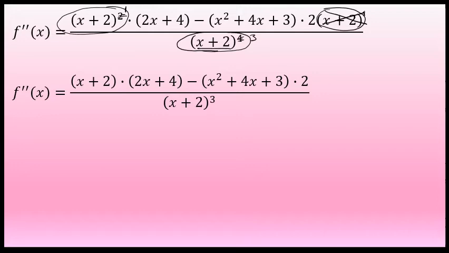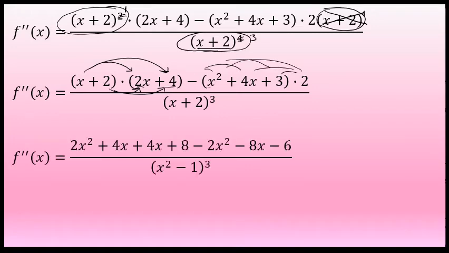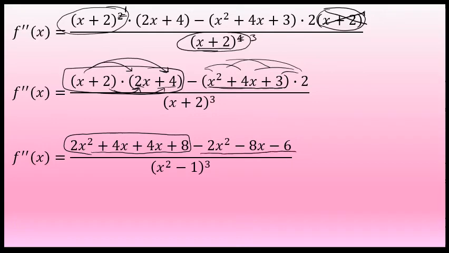I have some algebra to do here. The next step, I'm going to multiply x plus 2 times 2x plus 4. I'll distribute x times 2x and 4, and I'll distribute 2 times 2x plus 4. And I'll also distribute the negative times x squared plus 4x plus 3. It'll be like I'm distributing -1 times the quantity x squared plus 4x plus 3. All of these multiplications yield 2x squared plus 8x plus 8. This is the result of multiplying x plus 2 and 2x plus 4, and then distributing the negative to the quantity x squared plus 4x plus 3 yields -x squared minus 4x minus 3. Realize that you're distributing the negative to all 3 terms here.